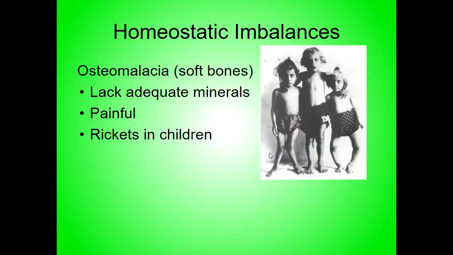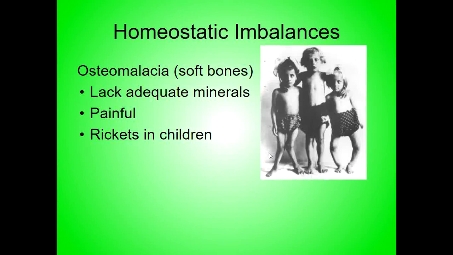So there are a few homeostatic imbalances that I want to look at real quick. There are 3 of them that we're going to learn in this part. The first one is called osteomalacia. Osteomalacia is known as soft bones.